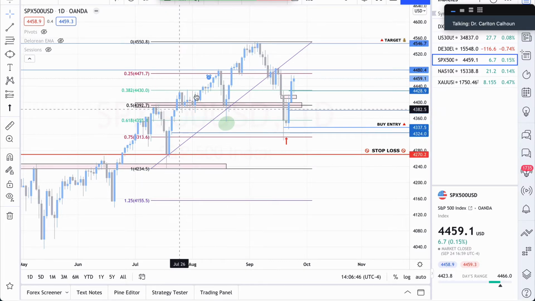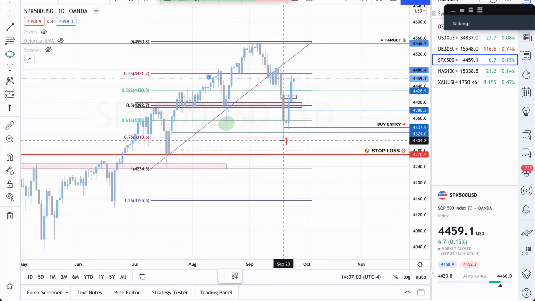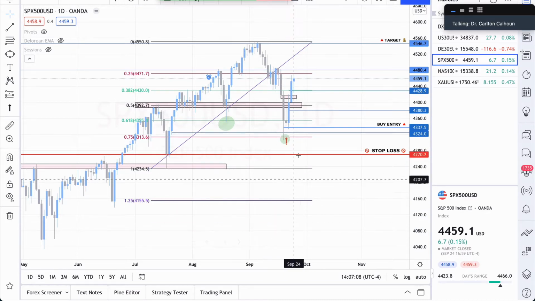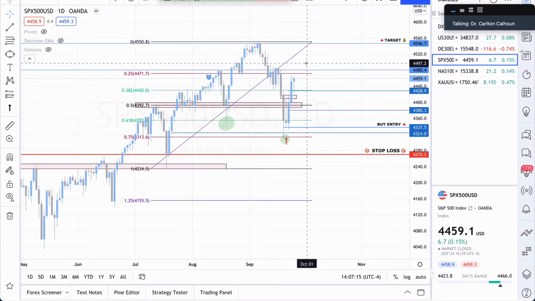So this is the same move. Made a high, came back to the 618, took off again. Made a high, came back to the 0.75 right here where I told everybody to get in. Took off again. Now, I even told myself, if price comes back to this area and does not break below, I will be in this trade for the rest of the year.